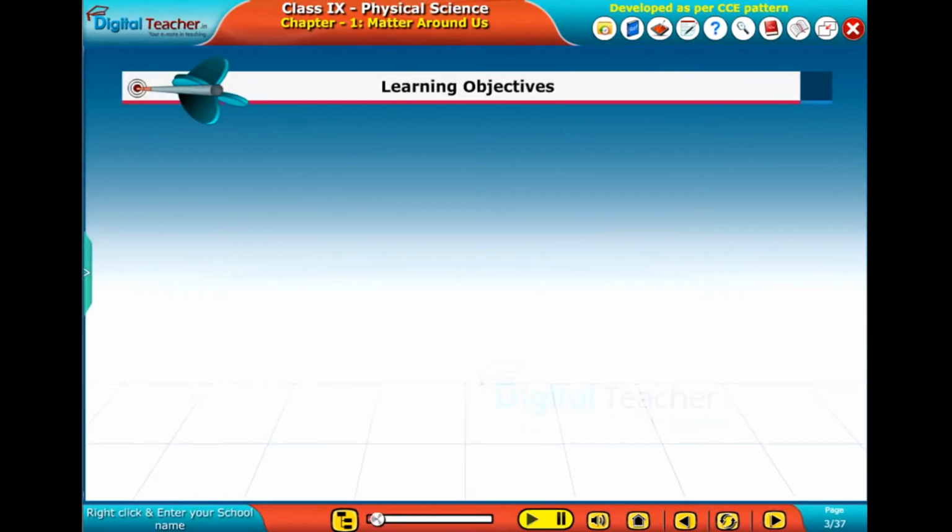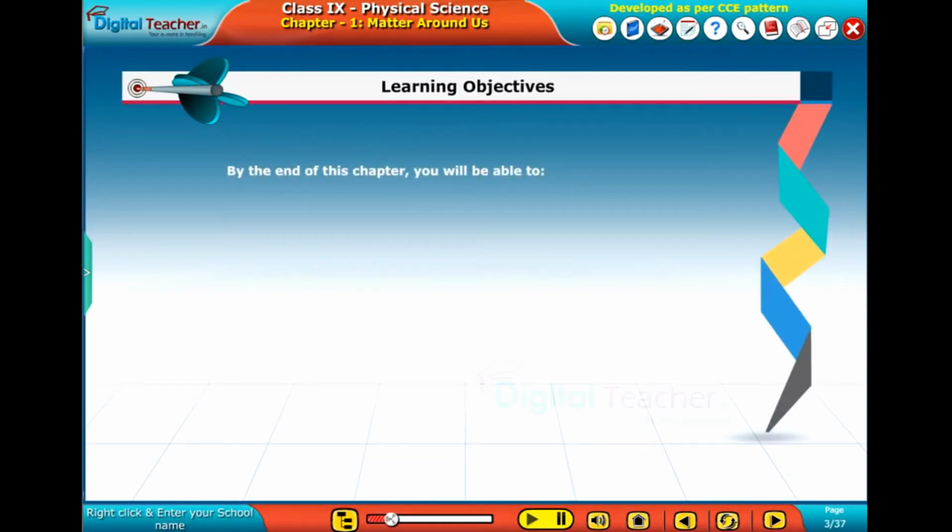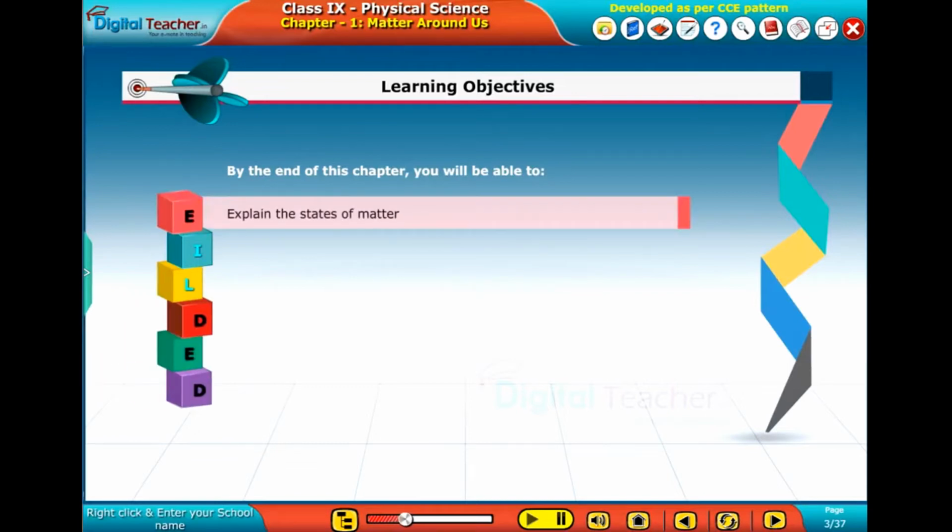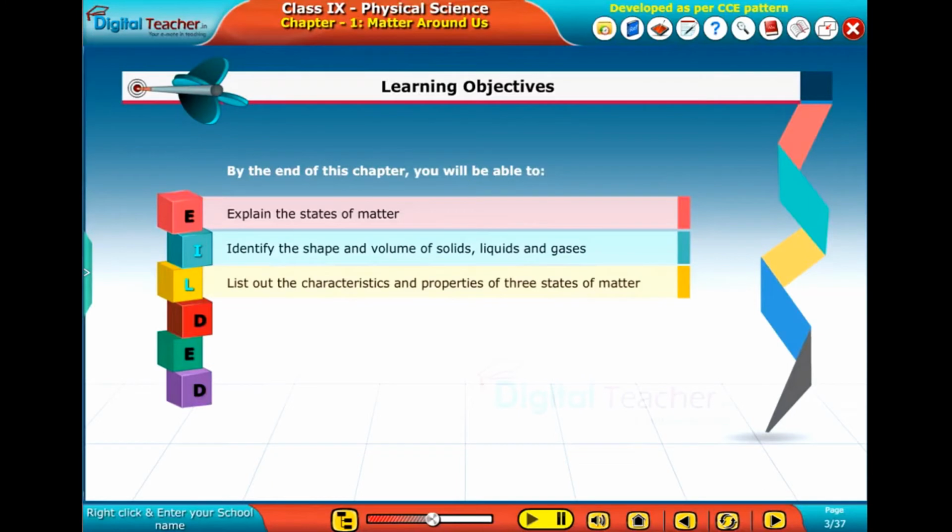Learning objectives. By the end of this chapter, you will be able to explain the states of matter, identify the shape and volume of solids, liquids, and gases, and list out the characteristics and properties of three states of matter.